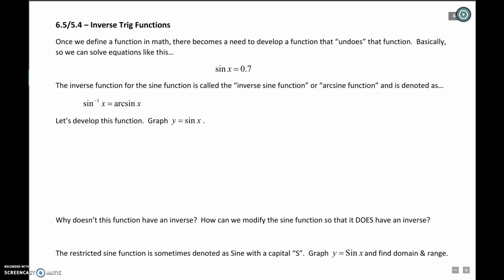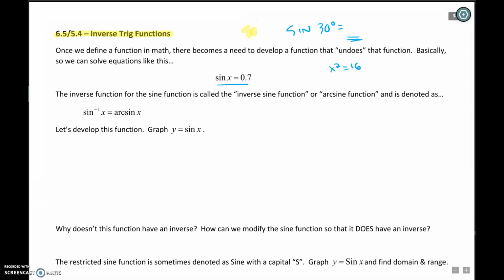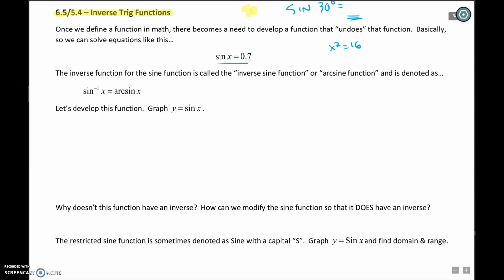So 6.5, and also it's actually section 5.4 in the book, is dealing with inverse trig functions. Basically, once we've defined a function, the sine of 30 degrees, the minute we have a function that does that, there becomes a need to undo that function. So we can solve something like this. Kind of like, we got x squared equals 16. We needed a function to undo that x squared so that we could solve it, and it was the square root function.